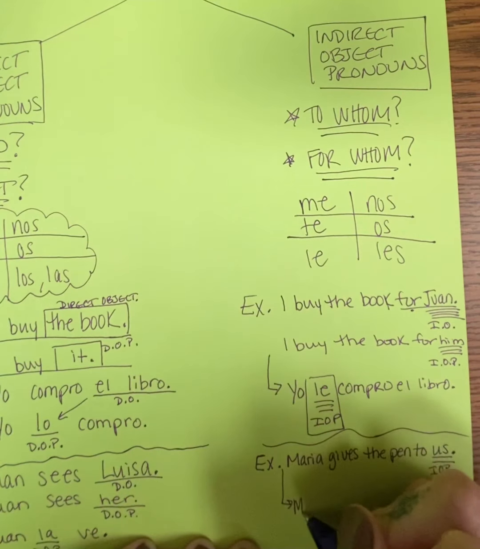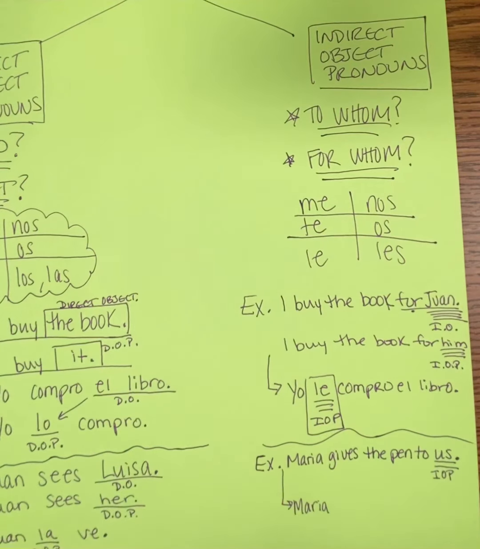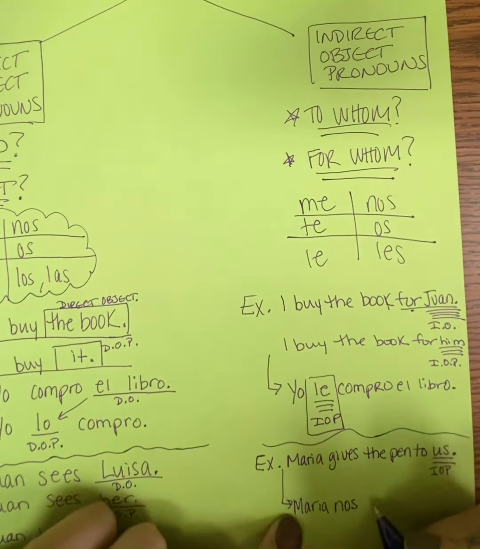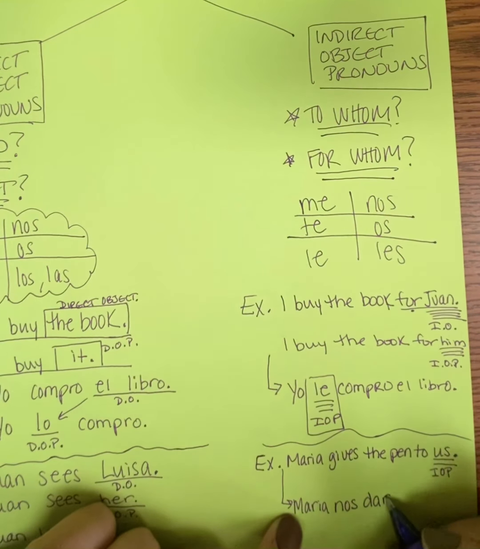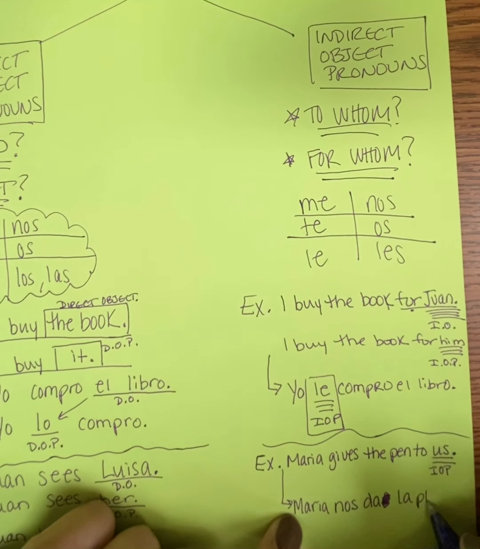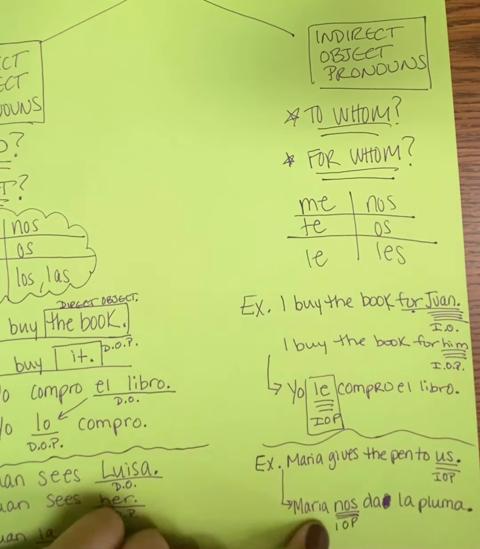Okay? So if I were putting this phrase into Spanish, I start with Maria. She's our subject. She will come first. But Maria gives, right? So we know the verb to give is dar. But we need to take care of us first. So looking up here, what usually falls where nosotros for we is? Nos. Us. So Maria, nos. Now we're going to conjugate gives to agree with Maria because she's giving. Maria gives, so in this case, da, the verb dar, to give. Maria nos da the pen, la pluma.